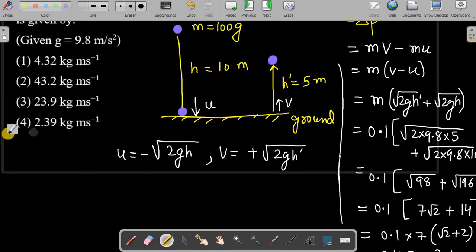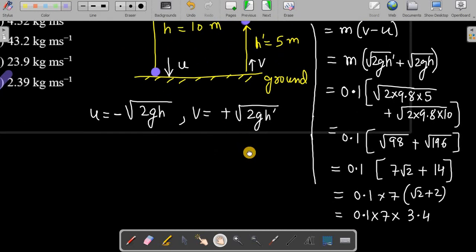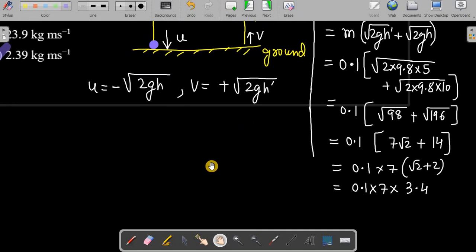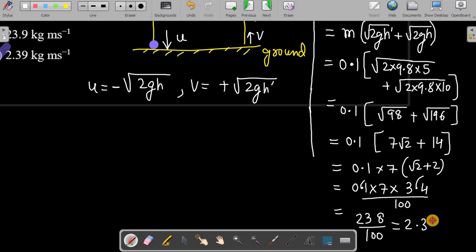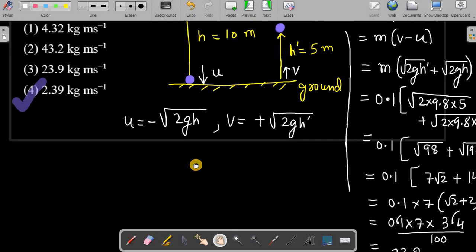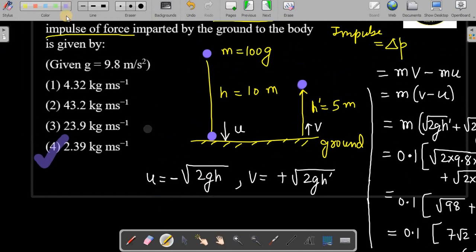So you can go without full calculation. 2.39 can be chosen as the answer, isn't it? No? If you want, you can do the full calculation. You can remove this and let's say 100 will come, and multiply 7 into 4, 28, 2, and 7 into 3, 21 plus 2, 23, right? And divided by 100, so near to 2.38, right? So 2.38 or 39, near to that we can choose this answer, right?